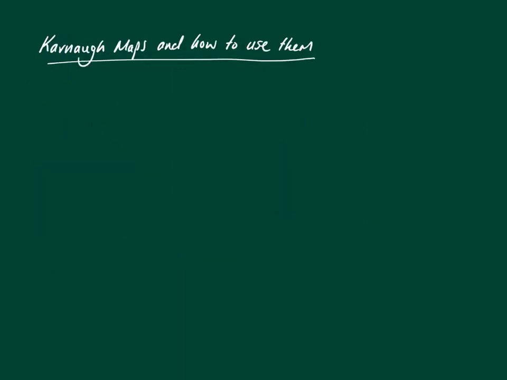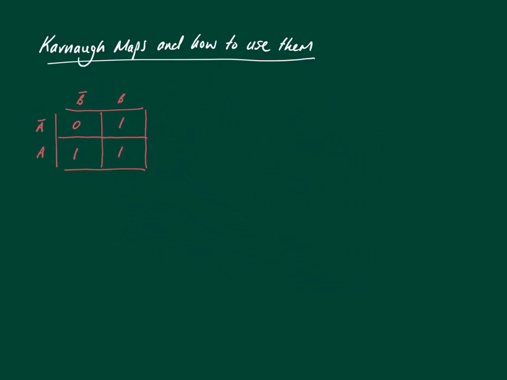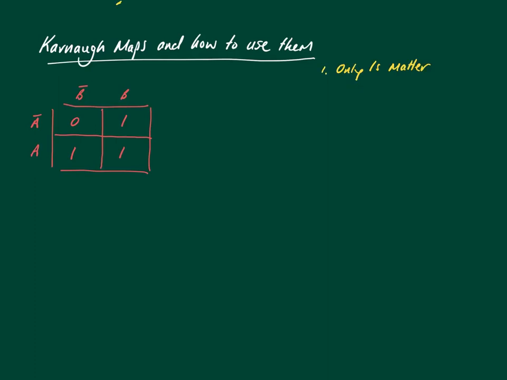So let's look at these Karnaugh maps in a bit more detail and determine how we're going to actually use them. From the previous slide, we've got the Karnaugh map for the OR gate here. What we're going to do is try and work out what the Boolean algebra is just from this table here. When we're looking at these things, we have to follow some rules. Number one, only ones matter. So we can ignore that top left cell in the Karnaugh map.